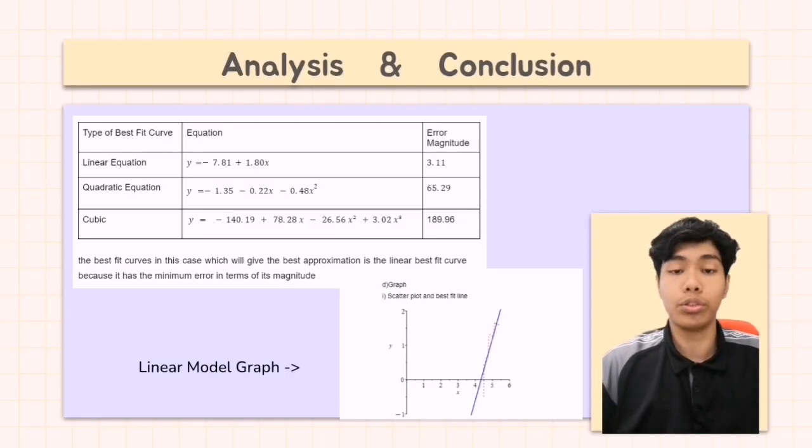Now we move on to the last part, which is the analysis and the conclusion. In this part, we want to find which equation records the most accurate best fit line. From this analysis, we find that the linear equation records the most accurate best fit line, as it records the minimum error in terms of magnitude. So this is the graph for the linear method.